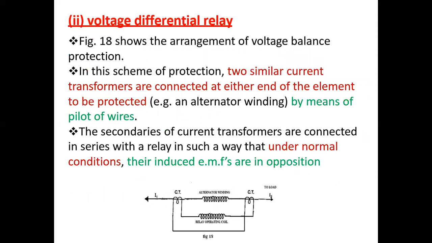The second one, we are seeing the voltage differential relay. The figure shows the arrangement of voltage balance protection. In this scheme of protection, two similar current transformers are connected at either end of the element to be protected, for example an alternator winding, by means of pilot wires. The secondaries of the current transformers are connected in series with a relay in such a way that under normal conditions, their induced EMFs, meaning the electromotive forces, are in opposition.